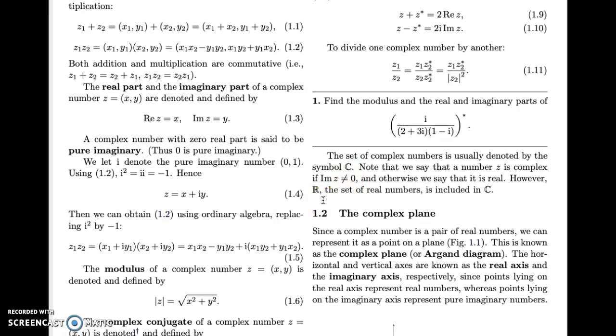This is slightly confusing language. We normally say that a number z is complex if the imaginary part of the number is not 0. Otherwise, we say it's real. But in fact, the set C does include the real numbers. So just be aware of that. The set of complex numbers actually includes the real numbers, although when we say a number is complex, it normally implies that the imaginary part is not 0.